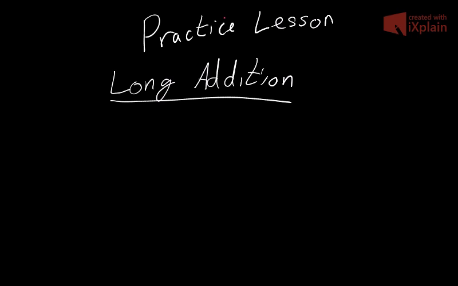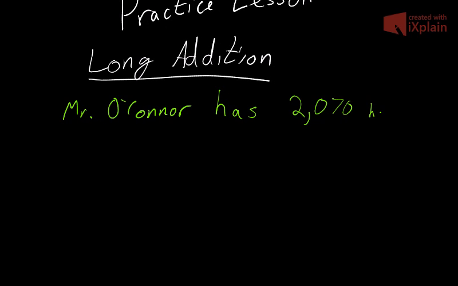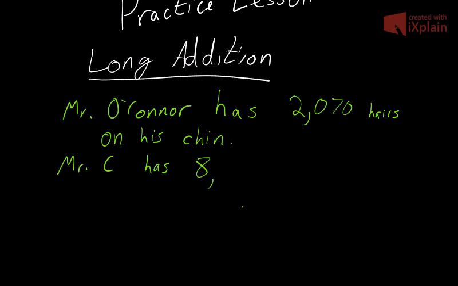So, let's get started. Long addition comes up all the time, so a problem where you might see this would be if I'm wondering, Mr. O'Connor has, we're going to make this 2,070, let's say hairs on his chin. I'm going to write that Mr. Costello has at least 5 times that many. Let's make that like 8,000. That's not quite 5 times, but that's okay. 345 hairs on his chin, because Mr. Costello is much better at growing facial hair than I am.